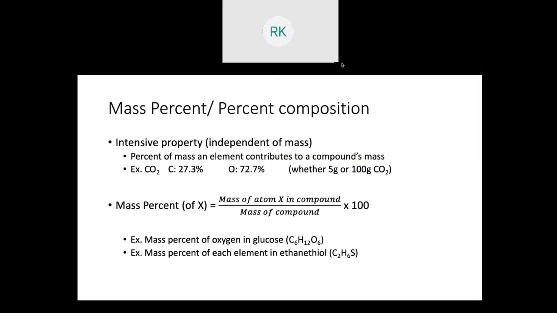Now, because it's an intensive property, these percentages are true whether you have 5 grams of CO2, 100 grams of CO2, 10,000 grams of CO2, or even 1 mole of CO2, 2 moles of CO2. It doesn't matter whether it's grams or moles. No matter what amount you have, if you solve for the mass percent of carbon in CO2, it will always come out to 27.3%. Oxygen will always come out to 72.7%.